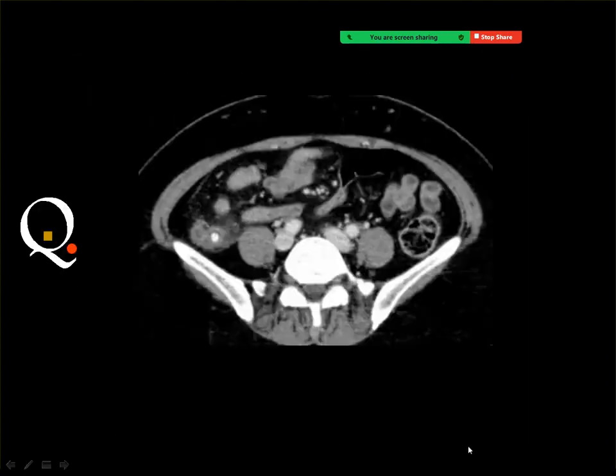The next is this CT scan obtained for the pelvis in a patient with acute abdominal pain.